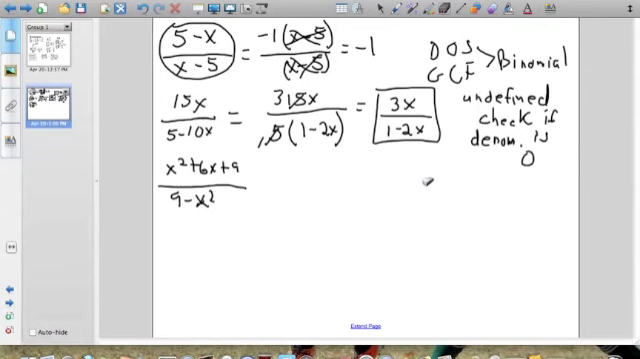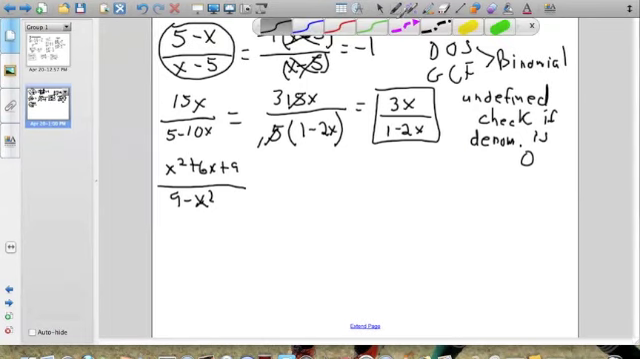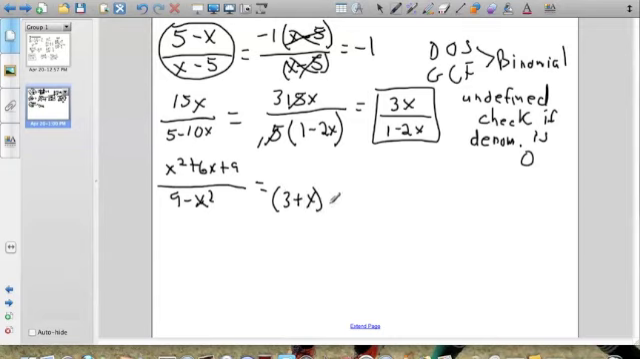There we go. Okay, so first thing I got to do, again, I have a trinomial and I have a binomial. What you're going to do is you're going to look to factor. So I have this binomial. I said look for difference of squares, greatest common factor. 9 minus x squared is the difference of two squares. So this is going to be 3 plus x times 3 minus x.